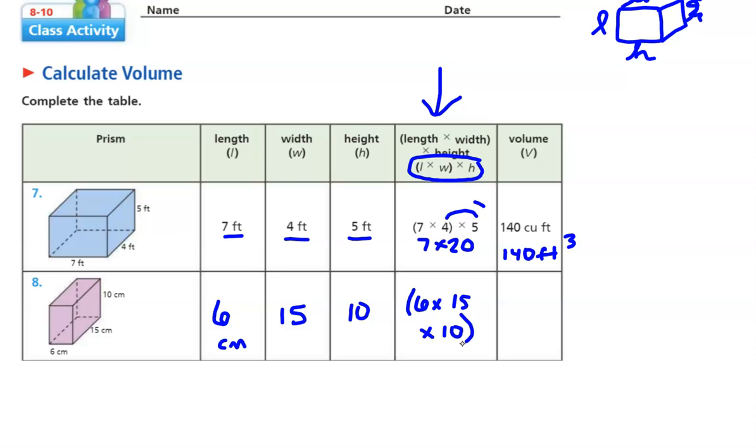I think no matter what, I'm going to have to solve this off to the side, which is totally fine. So why don't I do 6 times 15 first, and then I can just add a 0 onto the end. So let's do 15 times 6. 6 times 5 is 30. 6 times 1 is 6, plus 3 is 9. So this first part is 90, and then 90 times 10 means I just add another 0 onto the back. So my answer is 900, but this time it's going to be cubic centimeters, because this one was labeled in centimeters.